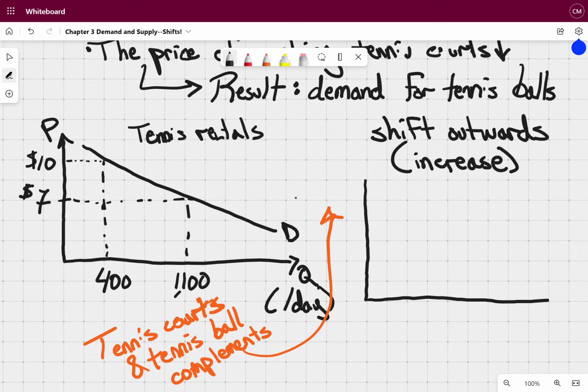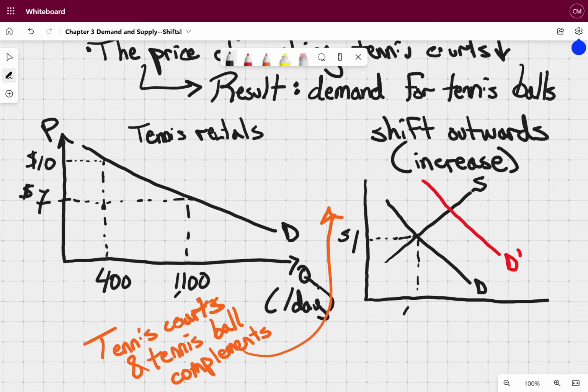So let's go ahead and model that. So we've got a downward sloping demand curve here. We've got an upward sloping supply curve right here. And then a new demand curve is going to be represented by this red line and as D prime. And so we find that at the old price, before it was $1, and there were 40 million balls demanded a day.